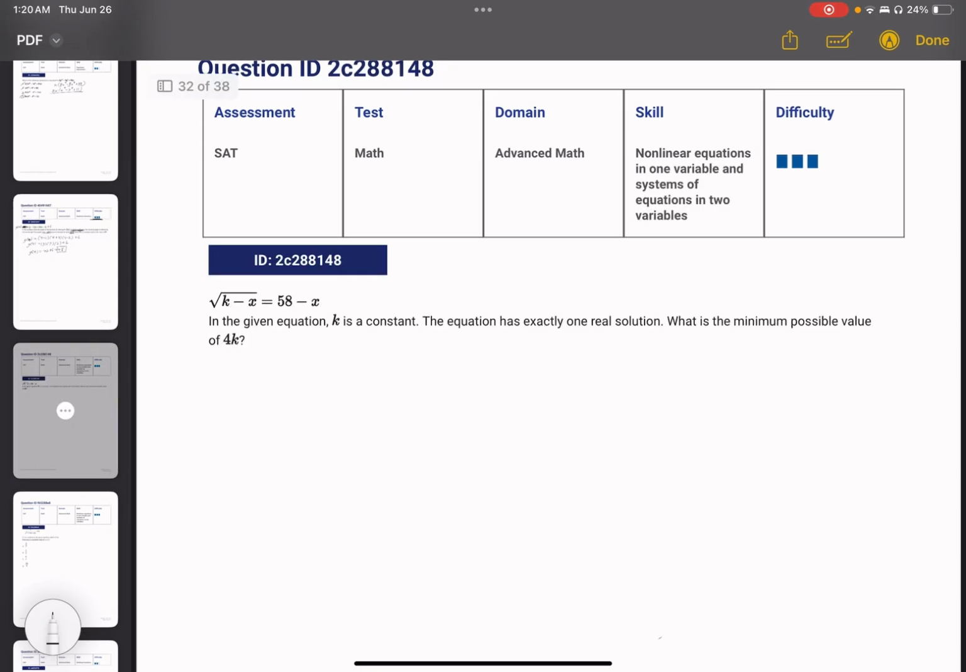Next problem. In the given equation, k is a constant. The equation has exactly one real solution. What is the minimum possible value of 4k? Okay, minimum possible value of 4k. k is a constant right here. I have a constant. It looks like a discriminant question to me.